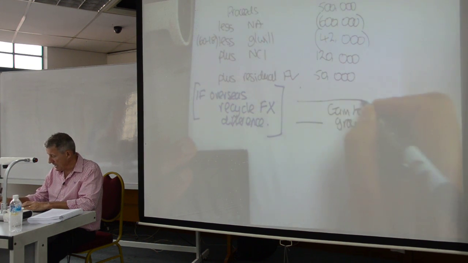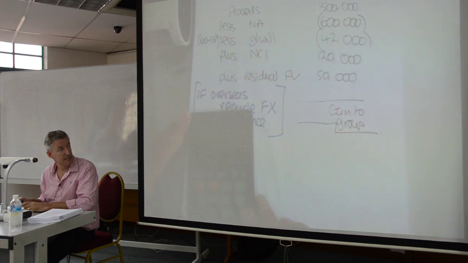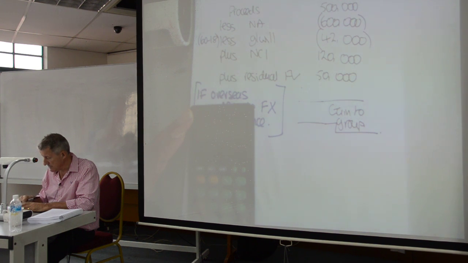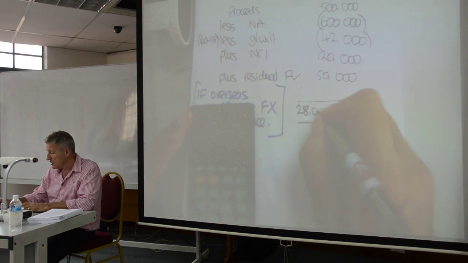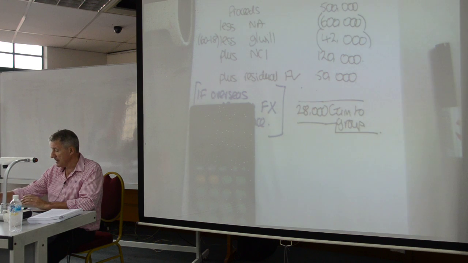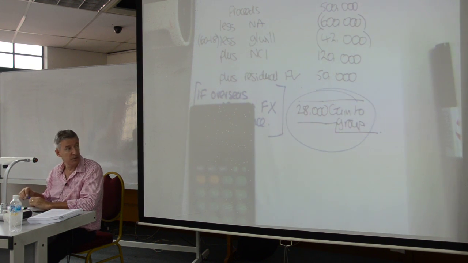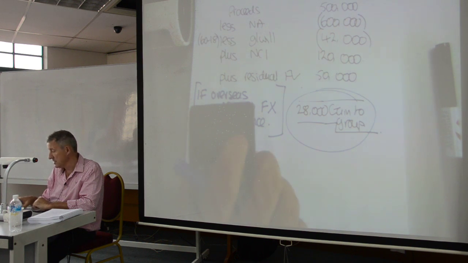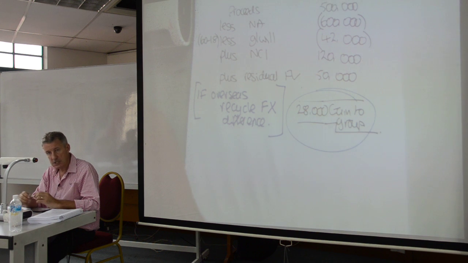So our gain to the group should be, let's have a look, 500 minus 600 minus 42 plus 120 plus 50. We get a gain to the group of 28,000. Now that's my takeaway. That's the figure that will go into my final answer. I am pausing for a moment.